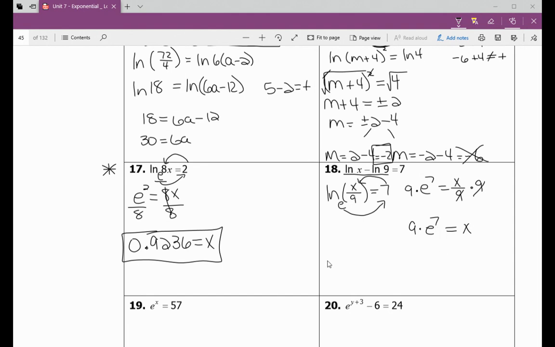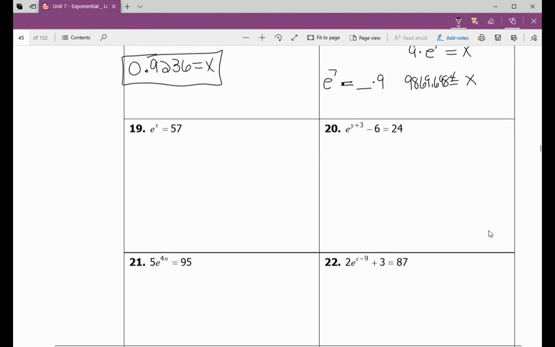I suggest you type it in your calculator, e to the 7th, get that answer, and then take that answer and multiply by 9. Because sometimes students multiply the 9 and the e, and then raise it to the 7th power, and that's not what should happen. So you should end up with an x value that is pretty big, 9,869.6984.